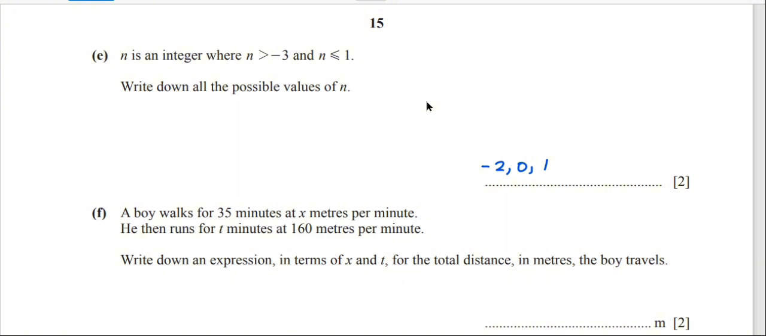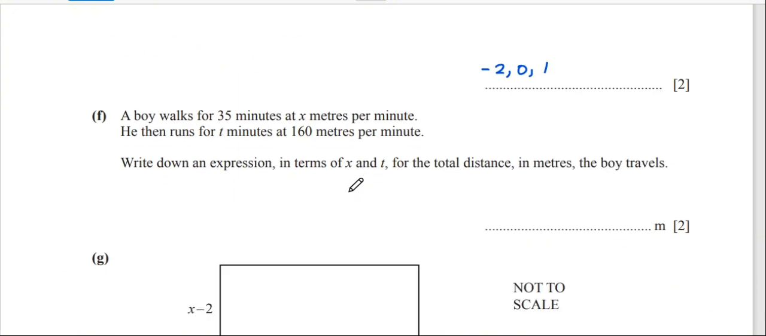All right, so the next question we have there, they say that a boy walked for 5 minutes at x meters per minute. Okay, that means he covered a total of 35x meters. Okay, and t minutes at 160 meters per minute. So if we move t times 160, that's going to give us plus 160t. So all this is in meters. So they say write the total distance in meters the boy traveled. So that's 35x plus 160t.